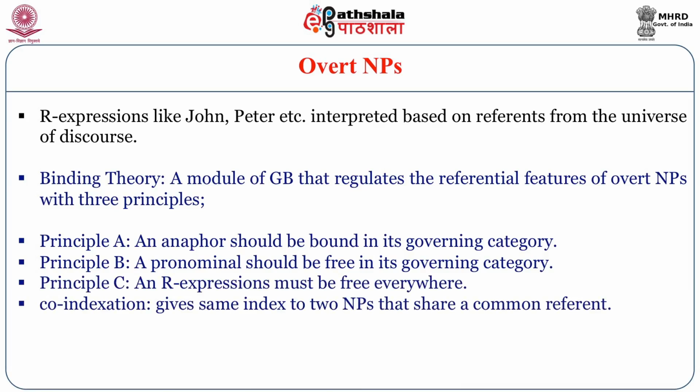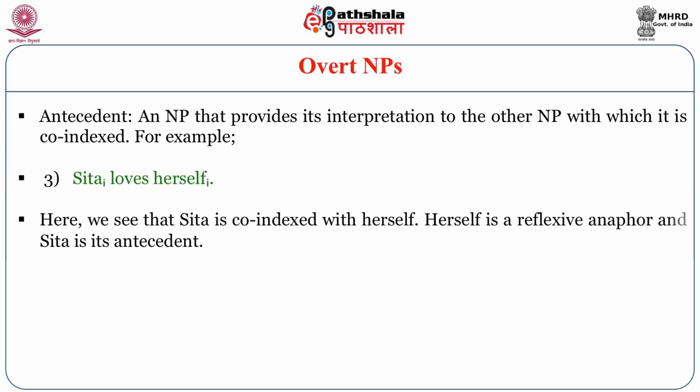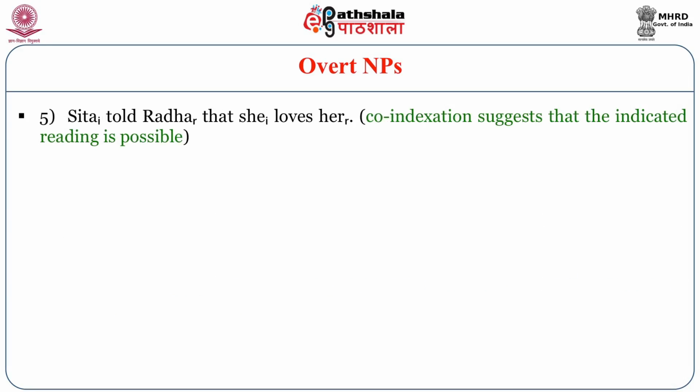So, co-indexation, when we talk about it, we know that it gives the same index to two NPs that share a common referent. Antecedent is an NP that provides its interpretation to the other NP with which it is co-indexed. For example, Sita loves herself. Here we see that Sita is co-indexed with herself. Herself is a reflexive anaphor and Sita is its antecedent. Sita loves her: co-indexation suggests that the reading of Sita loving herself is impossible. Sita told Radha that she loves her: co-indexation suggests that the indicated reading is possible.